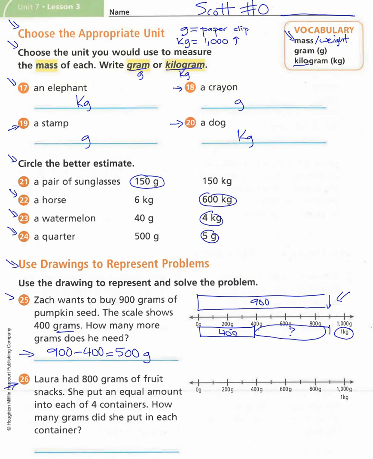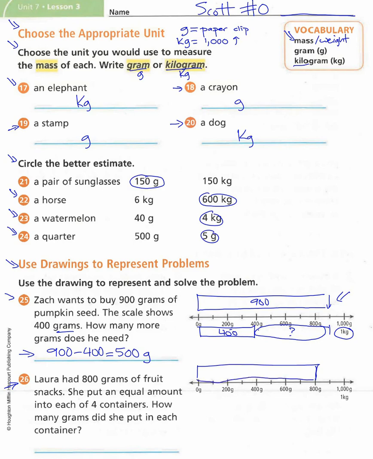Laura has 800 grams of fruit snacks. She put an equal amount into each of 4 containers. So she's dividing these up. How many grams did she put in each container? So she's going to start off with 800, and then she's going to make 4 equal groups, right? So let's do that again. Here's 800 to there.